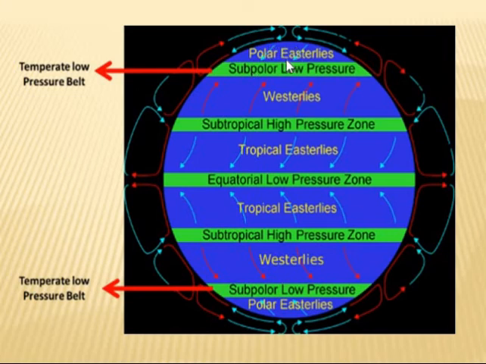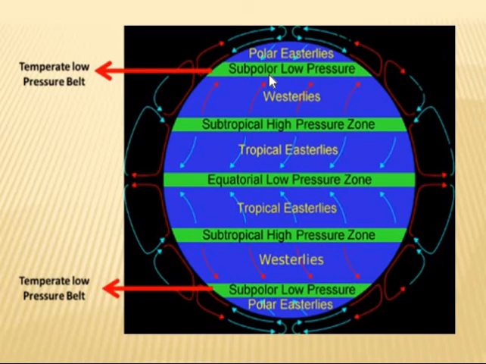Now, next come to polar winds or polar easterlies. These winds blow from a polar high pressure belt towards the subpolar low pressure belts in both hemispheres. And as they come from this extremely cold place, the polar region, these winds are extremely cold winds.